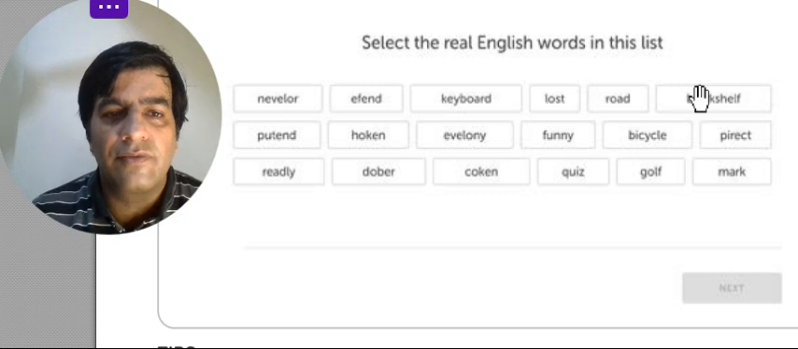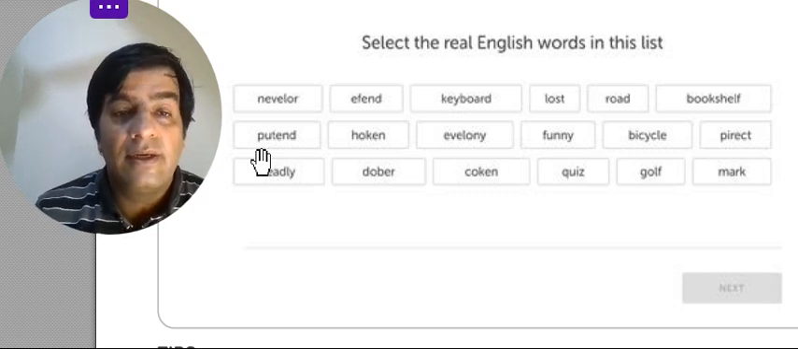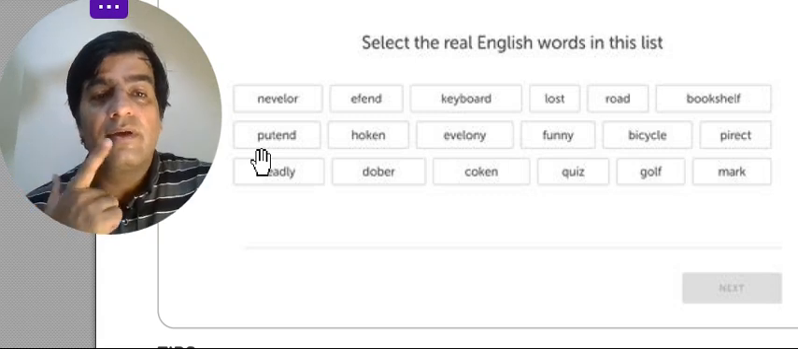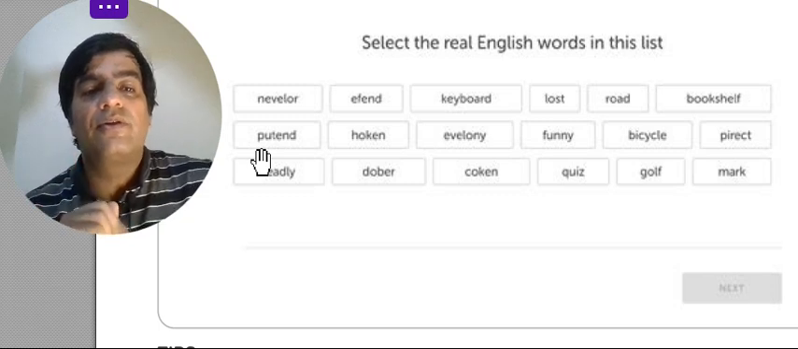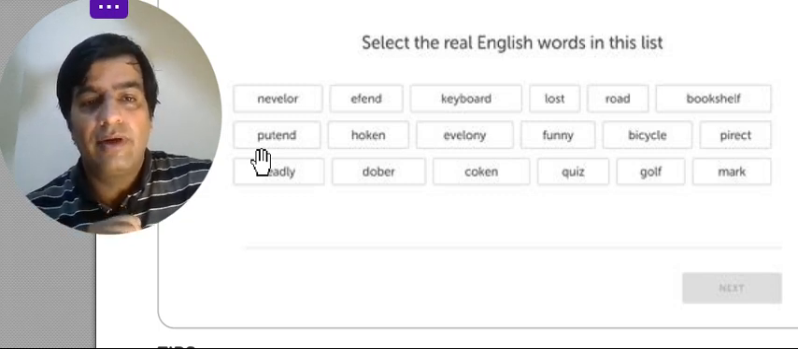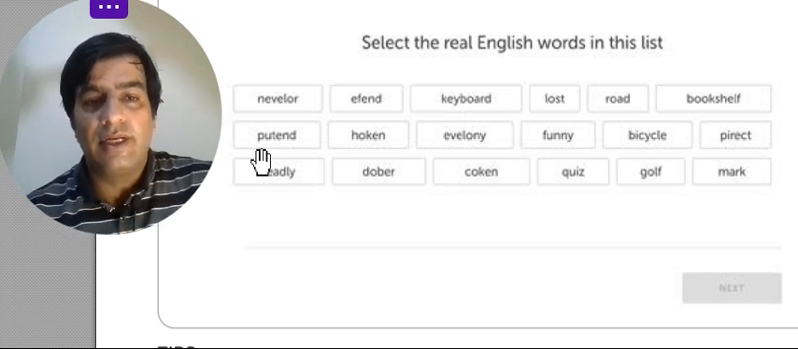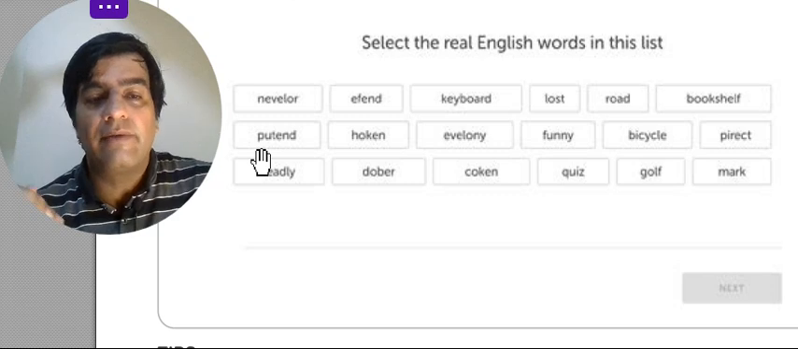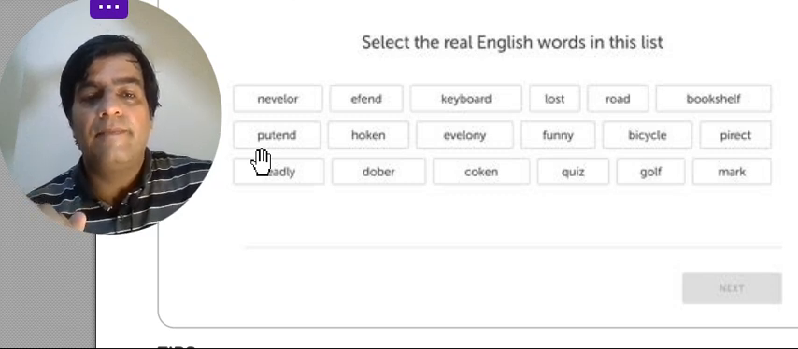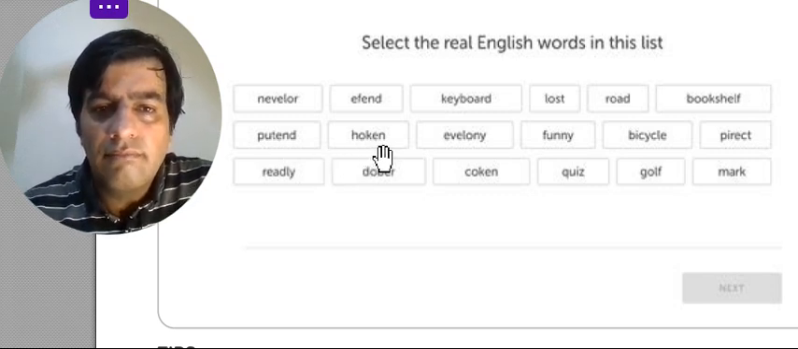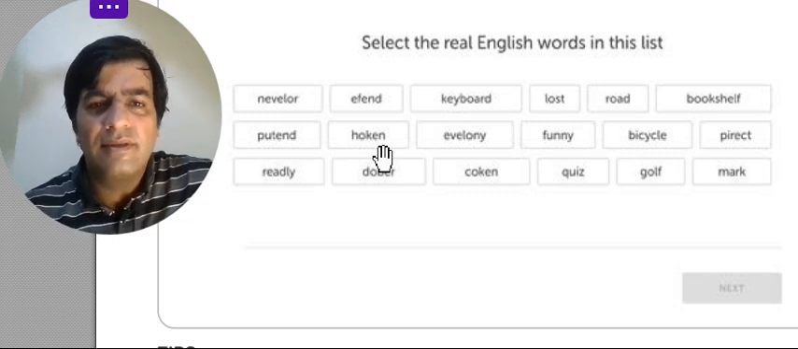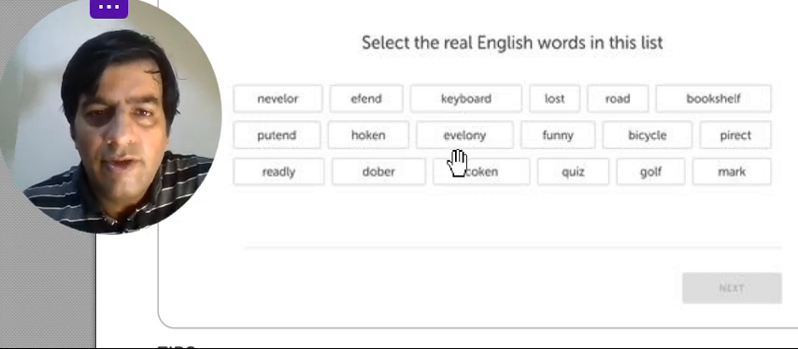Bookshelf is an English word. Pretend. Now pretend is an English word. Now you need to note down, if it looks like an English word but its spelling is not exactly that word, it means that's not an English word. There are many European languages which have this kind of words. Then hoken. No, again this is not an English word.